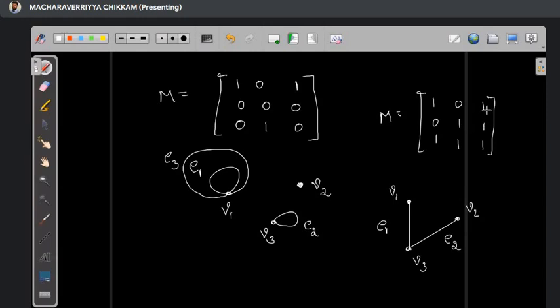Now, how about this one? If you have all ones here, it has to be incident with 1, 2 and 3. Is it possible? It's not possible, right? Okay, so let me change it. So let me make this a 0. An edge can't be incident with 3 vertices, no? So if I have 1, 1, 0, then I'll get E3.